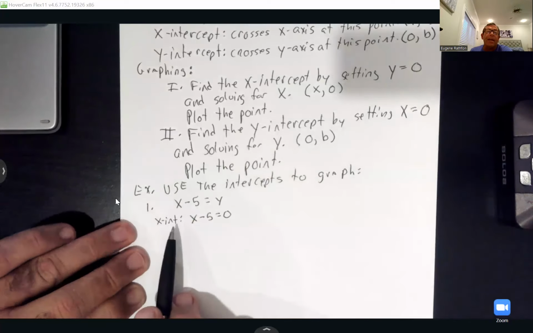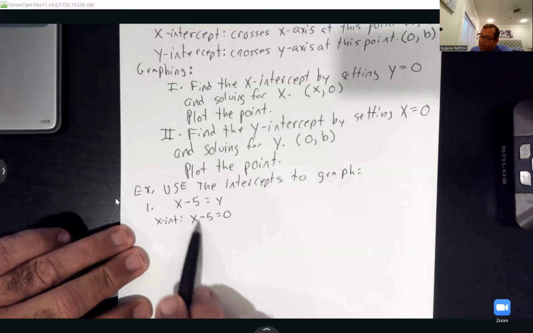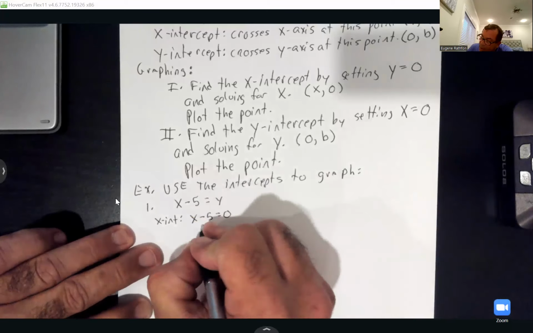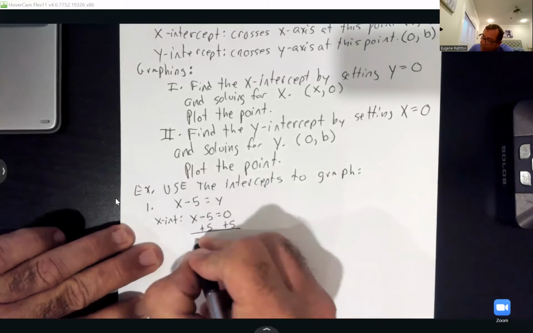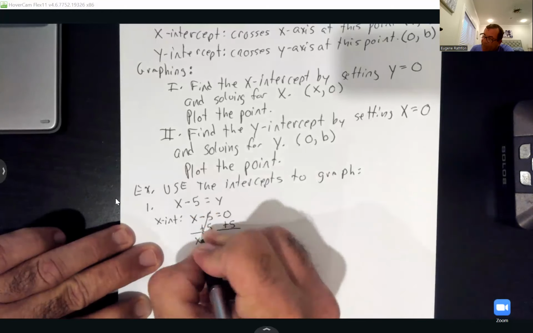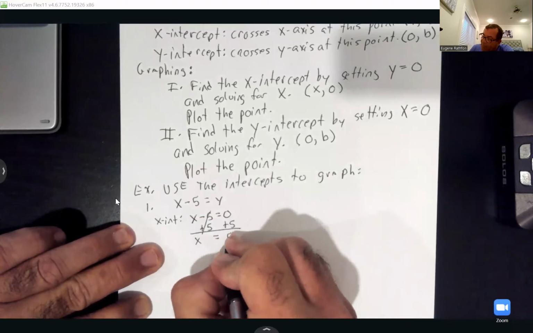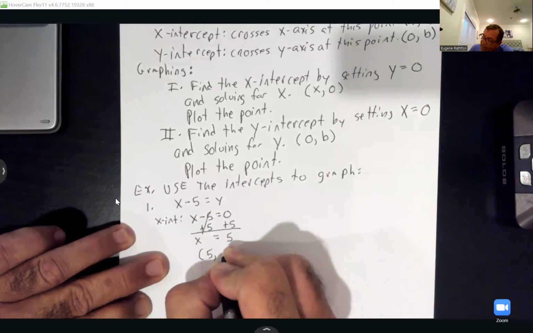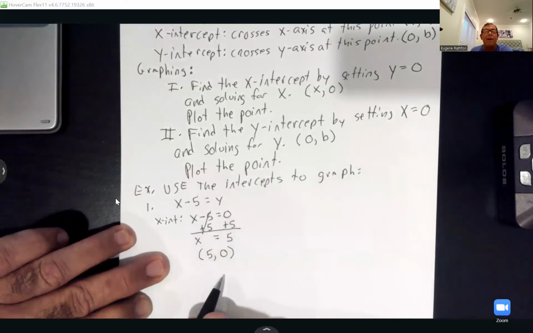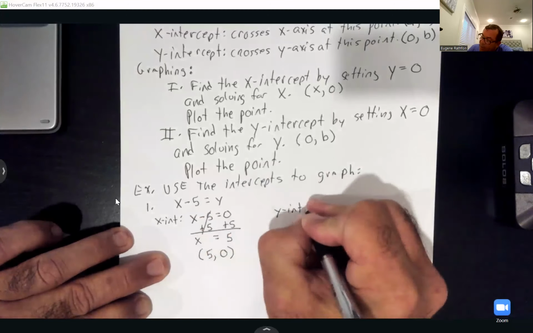So remember, when you're finding the x-intercept, you set y equal to 0 and solve for x. Well, you ought to get this x over here by itself. Since we're subtracting 5 from this side, we need to add 5 to both sides. So that's going to give me my x; -5 and 5 cancel out on the left side. 0 plus 5 gives me 5. So the first point I'm going to plot is a 5 for the x and a 0 for the y value. Now we need our y-intercept.